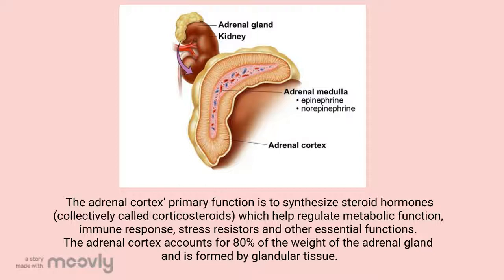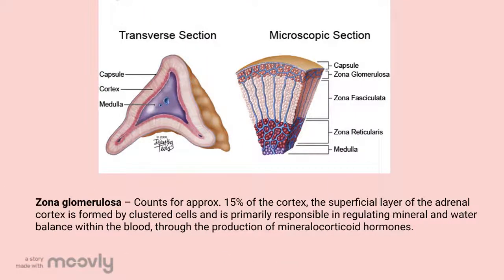The adrenal cortex's primary function is to synthesize steroid hormones, which help regulate metabolic function, immune response, stress resistance, and other essential functions. The adrenal cortex makes up the bulk of the adrenal gland and is formed by glandular tissue. The outer zone of the adrenal cortex is formed by clustered cells and is primarily responsible for regulating mineral and water balance within the blood through the production of mineralocorticoid hormones.